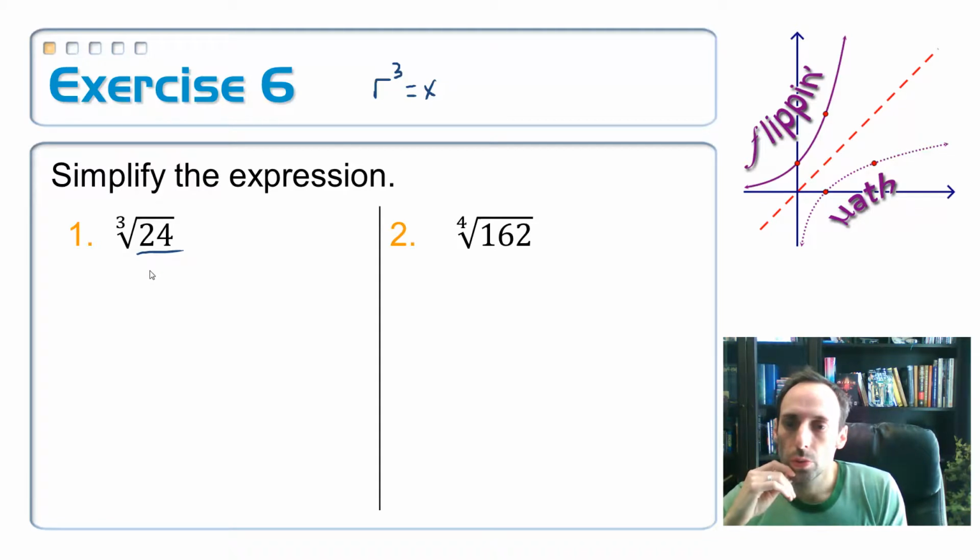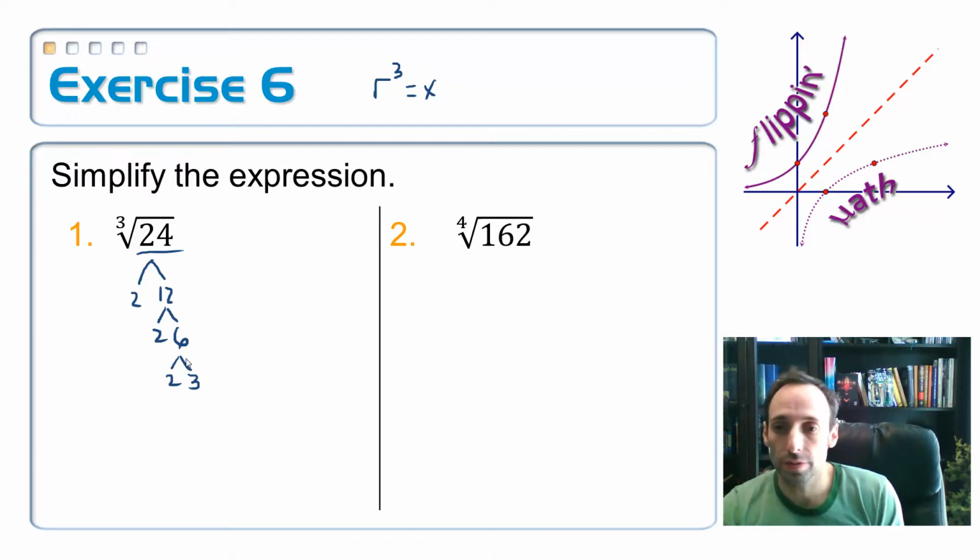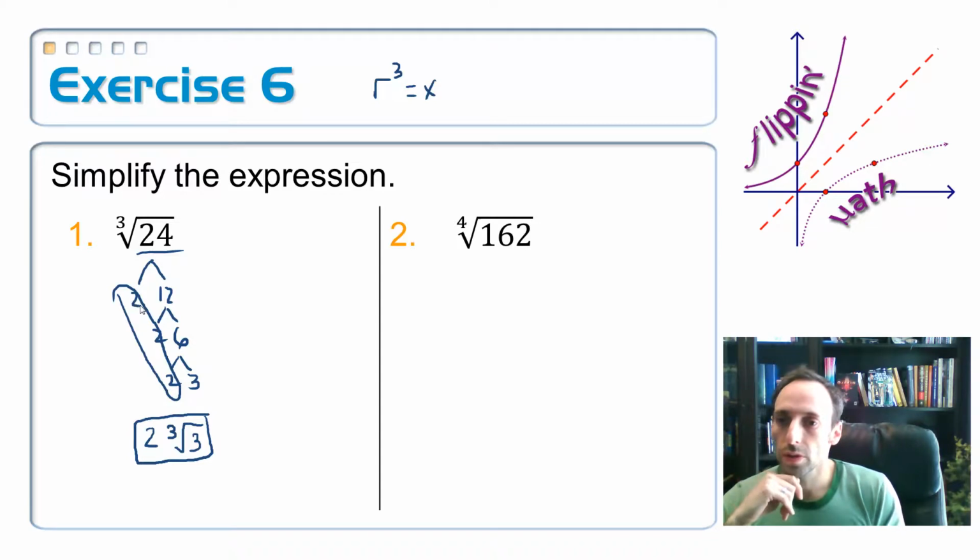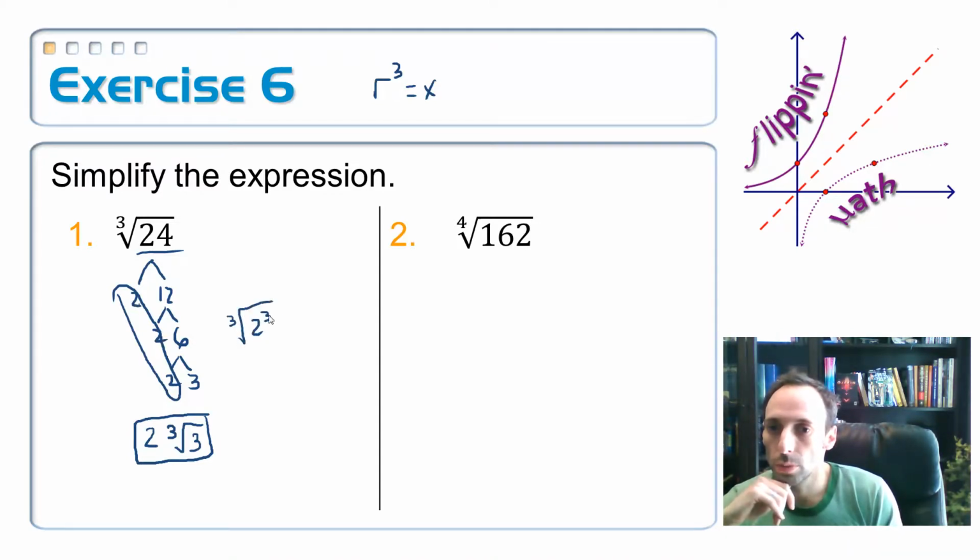So what we want to do is make ourselves a little factor tree here, like 2 times 12, 2 and 6, and 2 and 3. This time, instead of looking for pairs of 2's, we're going to look for triples. So I have 3 factors of 2. One of those gets to come out, so 2. And this 3 is all by itself, so cube root of 3. The reason why that works is because 2 times 2 times 2, 2 cubed, if I take the cube root of that, I get my 2 back.